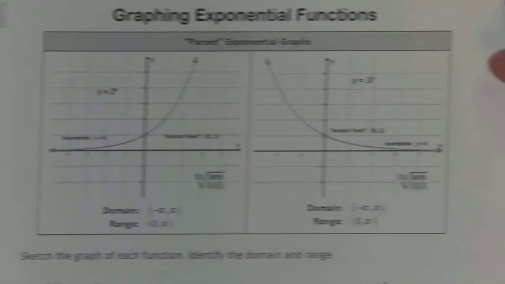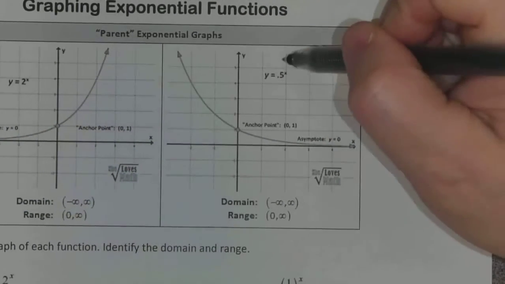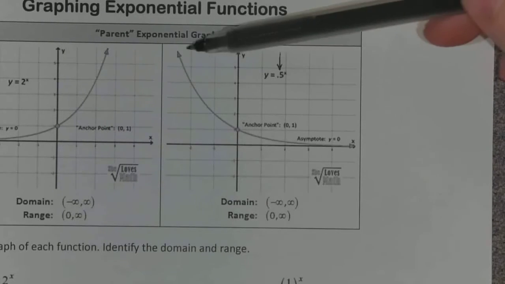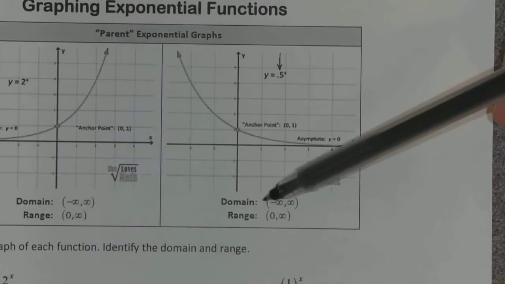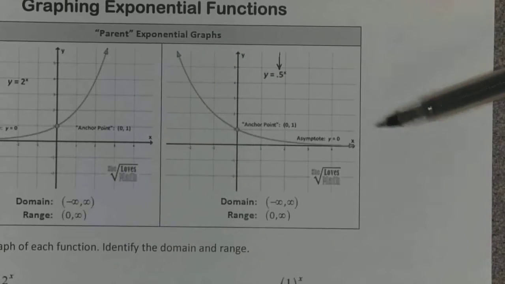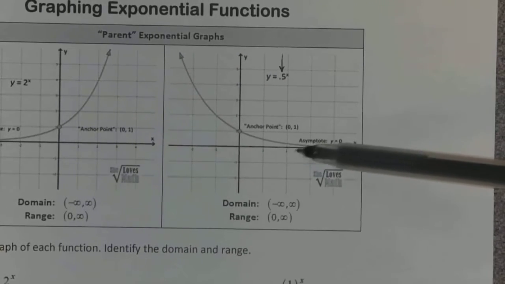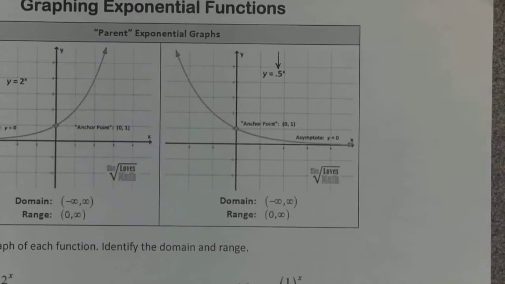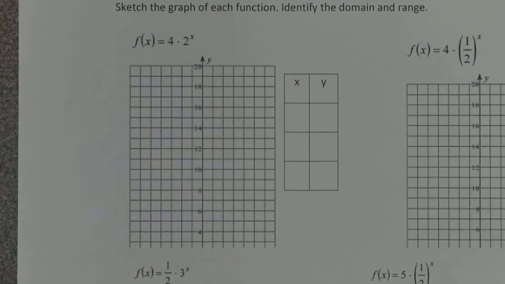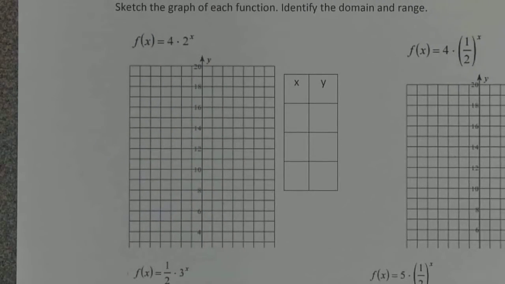Same thing if we have the exponential function with a number less than 1 here. The only difference is that it starts up high and comes down low. Domain is still negative infinity to infinity, meaning forever to the left, forever to the right. And range is still bounded by 0 and goes to infinity. So what I'm going to do here is teach you how to do a t-table to graph these and see if we can find some patterns as we go along.